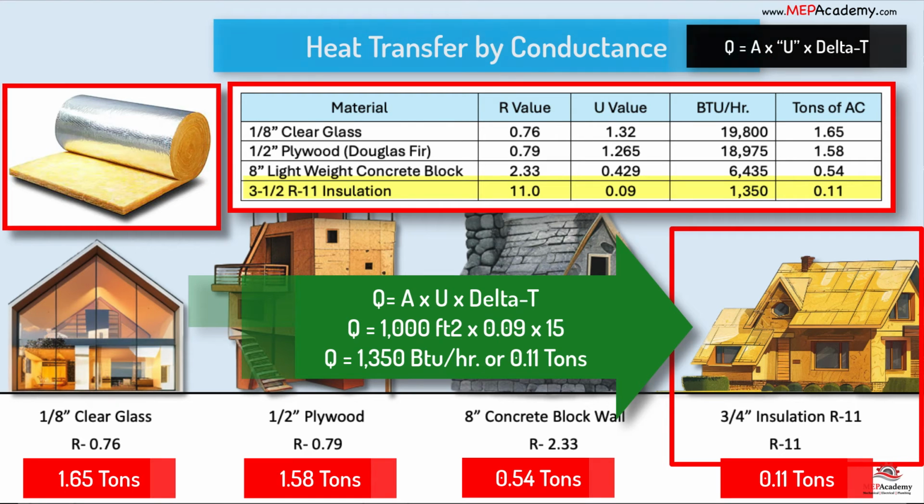1,000 square feet of R11 insulated wall times 0.09 U factor times 15 degrees delta T equals 1,350 BTUs per hour or 0.11 tons of cooling. This is a huge reduction in the amount of heat that can transfer from outdoors to indoors. This shows the importance of properly insulating the shell of a building.